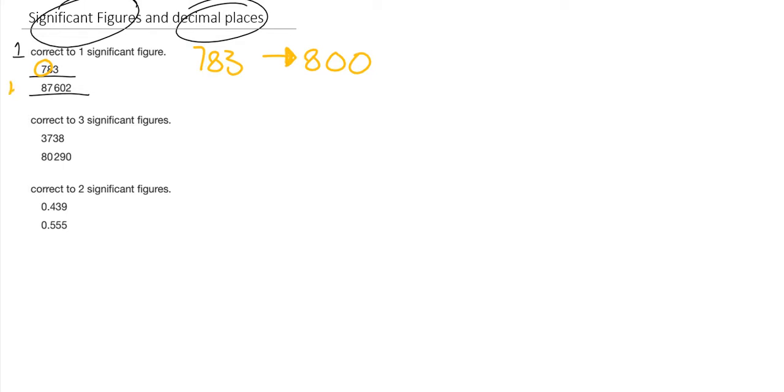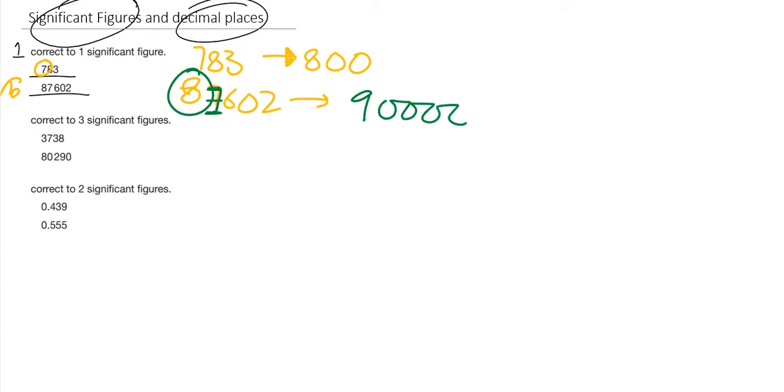Next example, part B: 87602, and our significant figure is 8. The next number is 7, so it's greater than 5 or 4. So we can easily add one to this digit and make it correct to one significant figure in this way.